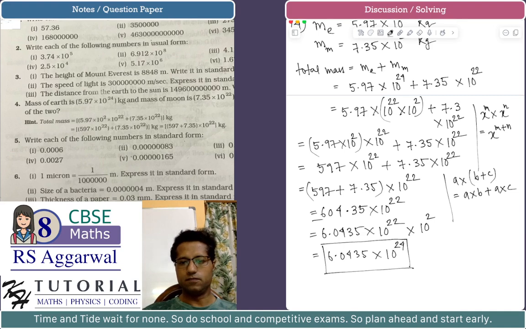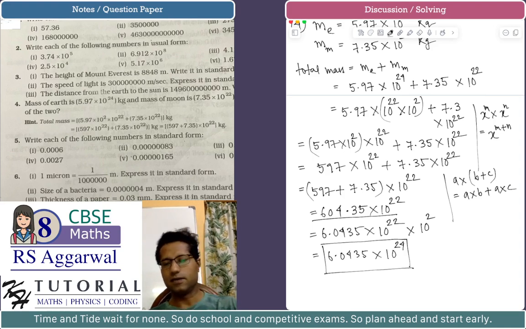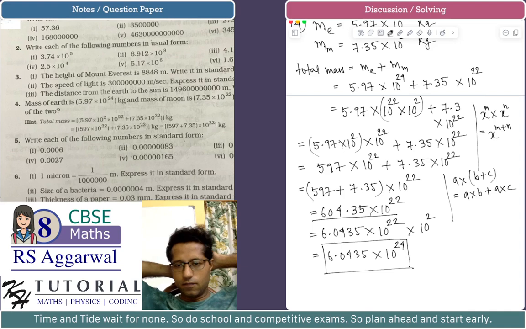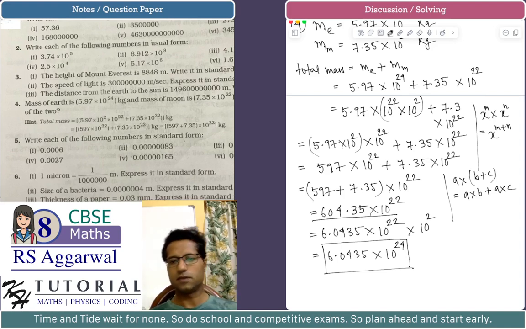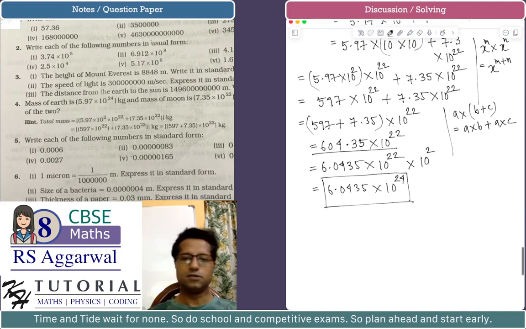So I got this number, which is not in standard form because the x over here is greater than 10. I have to make 604.35 in such a form that it is 6.0435. So I have to divide it by 100. Now when I am dividing by 100, to keep the number unchanged, I have to multiply with 100. So I got 6.0435 multiplied by 10 to the power 22 multiplied by 100, that is 10 square. So 10 to the power 22 and 10 square, using the laws of exponent, is 10 to the power 24. So finally we got 6.0435 multiplied by 10 to the power 24 kg as the total mass of the earth and moon.